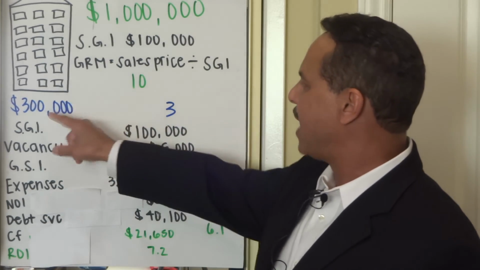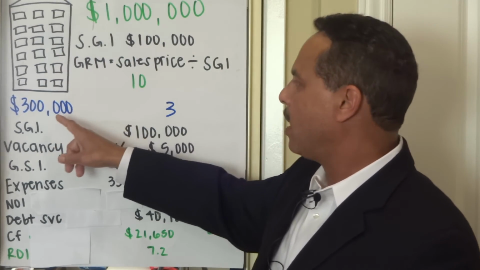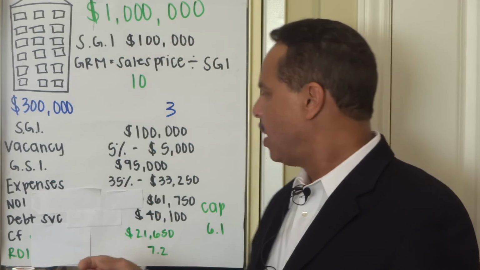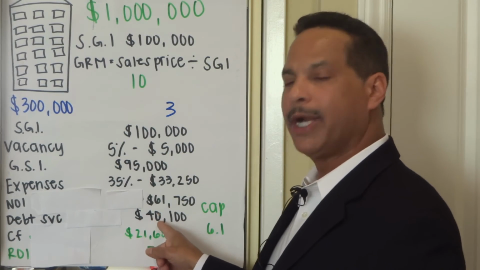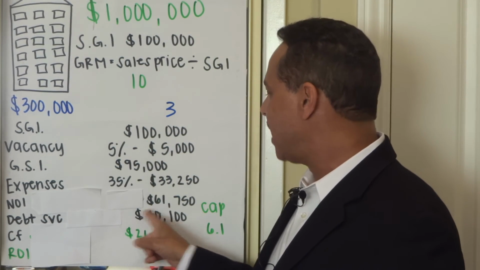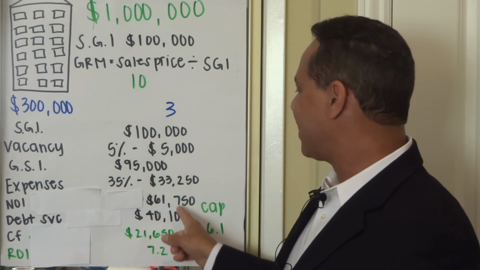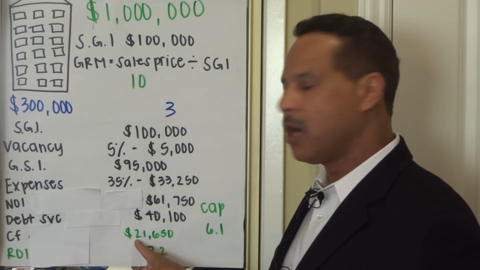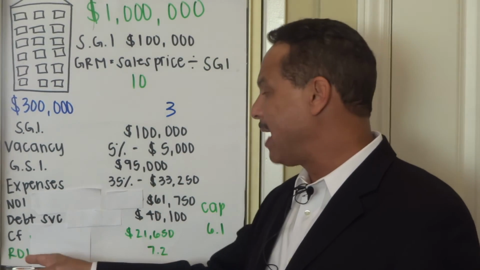Now, let's say that somebody puts down, just to wrap this up, a $300,000 down payment, and they get a loan at 70% LTV, 4% interest. That's going to give them a $40,100 debt service. When you subtract that from your net operating income, your NOI, what's left over is your cash flow, $21,650.